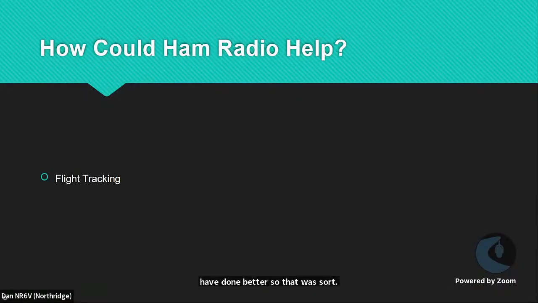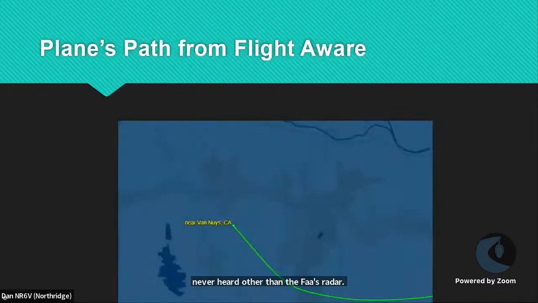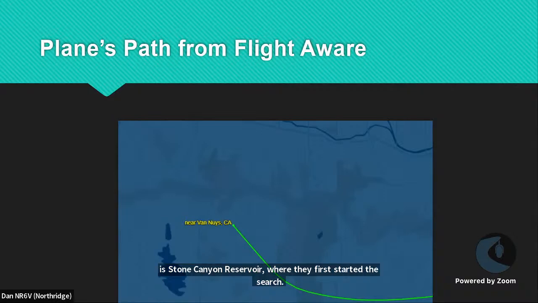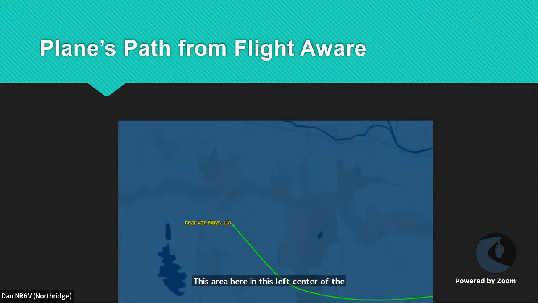So how could ham radio help? Well, we've talked a lot about flight tracking, and other than the FAA's radar, I never heard anything more in terms of detail. But this is the actual path of the aircraft as recorded by FlightAware. Just to orient you, this is Stone Canyon Reservoir, where they first started the search. This area here in the left center of the screen is Beverly Glen and Mulholland, and if you extend that path on, that is exactly where he crashed.